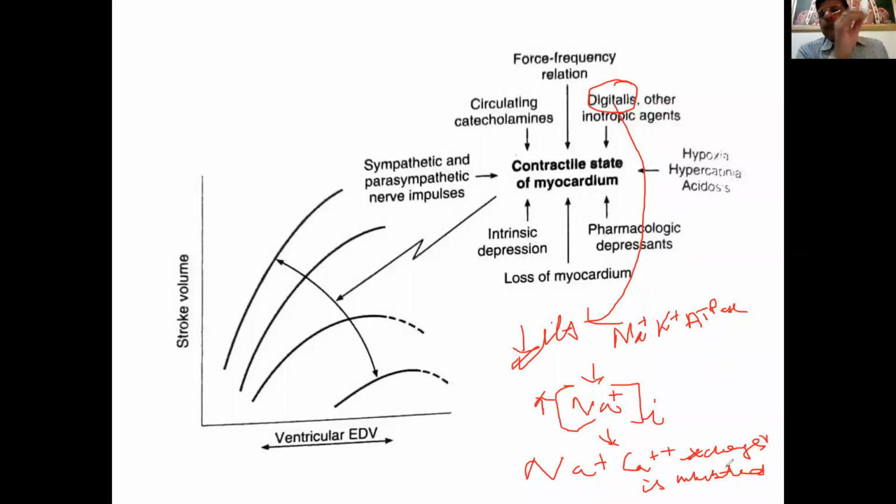But if you block the sodium potassium ATPase, what is going to happen? Intracellular sodium will rise because it is not sent out. If intracellular sodium is more, then there is no gradient for sodium to come in. If sodium is not coming in, then calcium cannot go out. So ultimately, intracellular calcium levels increase. That you all need to write.